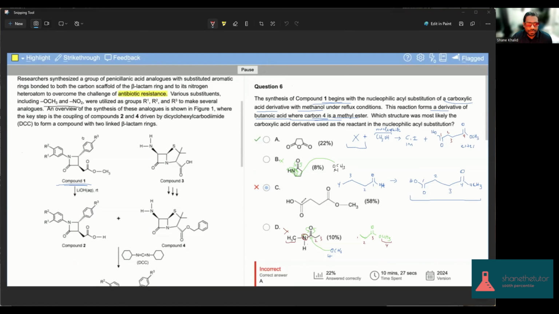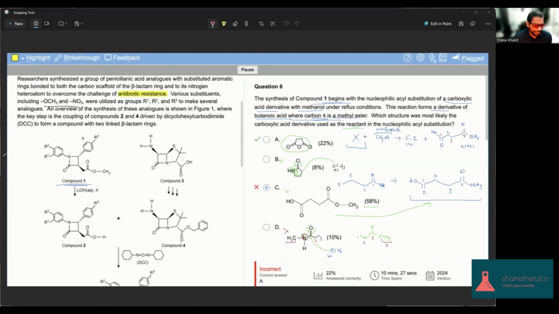Now, C seems like a popular choice because 58% ended up choosing it. And C happens to be this over here. It happens to be the derivative that forms. So yes, this is indeed one of the products that we get. But we're being asked what carboxylic acid derivative is used as the reactant. So what can cause the formation of C? Because we know C can't be it. So let's take a look at A.